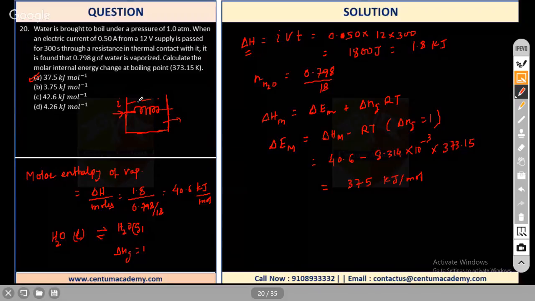So when this water gets vaporized, its enthalpy will change. So what is that change in enthalpy? That is what we have calculated here: I into V into T. I is the current, V is the voltage, T is the time. So this is simply the enthalpy change in the water. This is the molar enthalpy change, or molar enthalpy of vaporization. Clear?